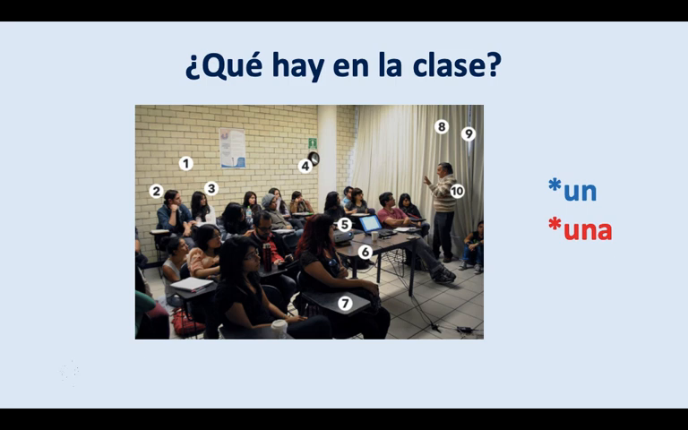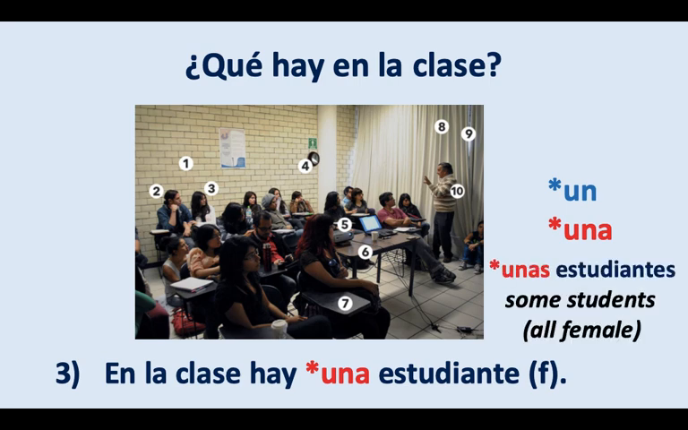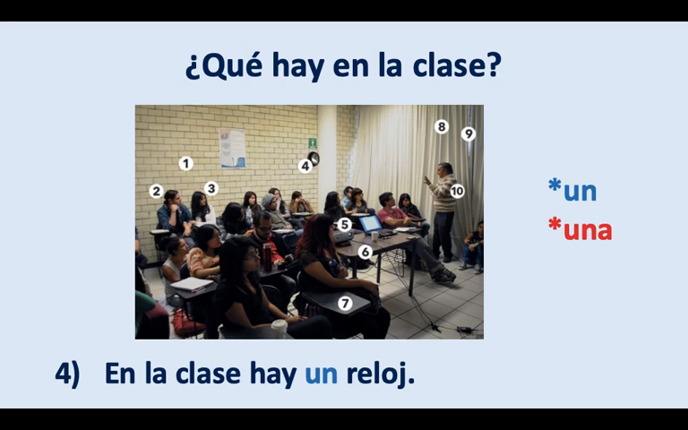Let's continue. ¿Qué hay en la clase número tres? En la clase hay una estudiante. Same thing. If you make the noun plural, estudiantes, and you change the una to unas, that is the way to say some in front of a feminine noun. En la clase hay unas estudiantes. Let's continue. ¿Qué hay en la clase número cuatro? En la clase hay un reloj.